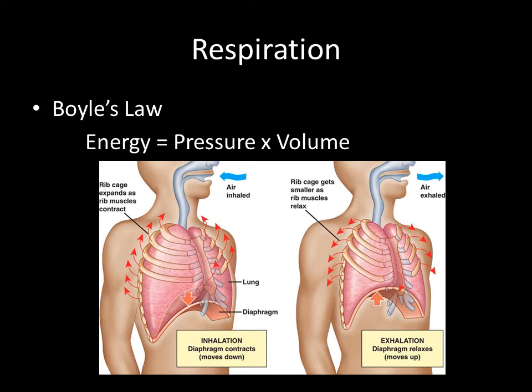As the lungs fill up with air, the pressure is increasing inside the thoracic cavity, but the volume of the thoracic cavity decreases. When the air pressure within the lungs is greater than the air pressure outside the body, the air rushes out, and this is called exhalation.